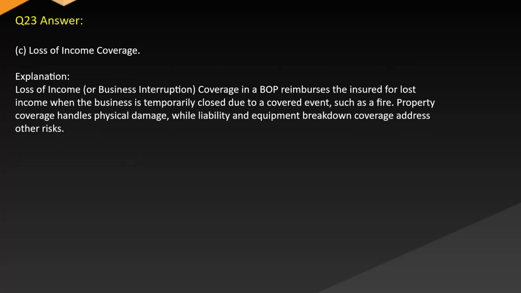Answer: C. Loss of income coverage. Explanation: loss of income or business interruption coverage in a BOP reimburses the insured for lost income when the business is temporarily closed due to a covered event, such as a fire. Property coverage handles physical damage, while liability and equipment breakdown coverage address other risks.